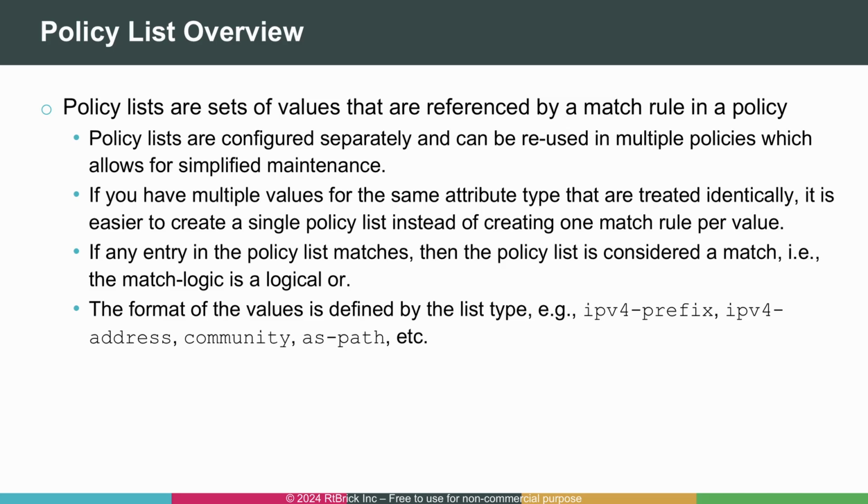Entries within a policy list are logically connected via an OR relationship, meaning that the match rule is considered a match if at least one entry in the list matches. The most common type of policy list is a prefix list, which contains a set of IPv4 or IPv6 prefixes. However, policy lists can also include BGP communities or BGP AS numbers.